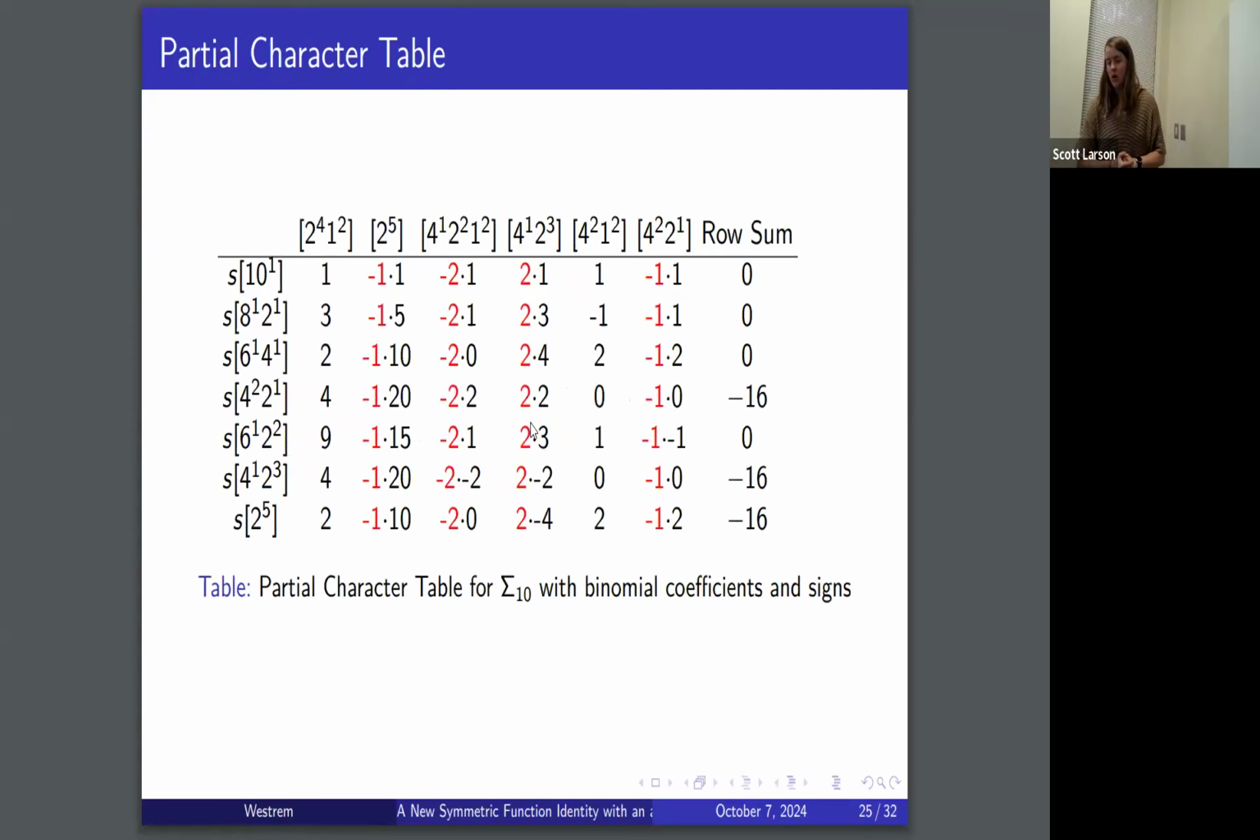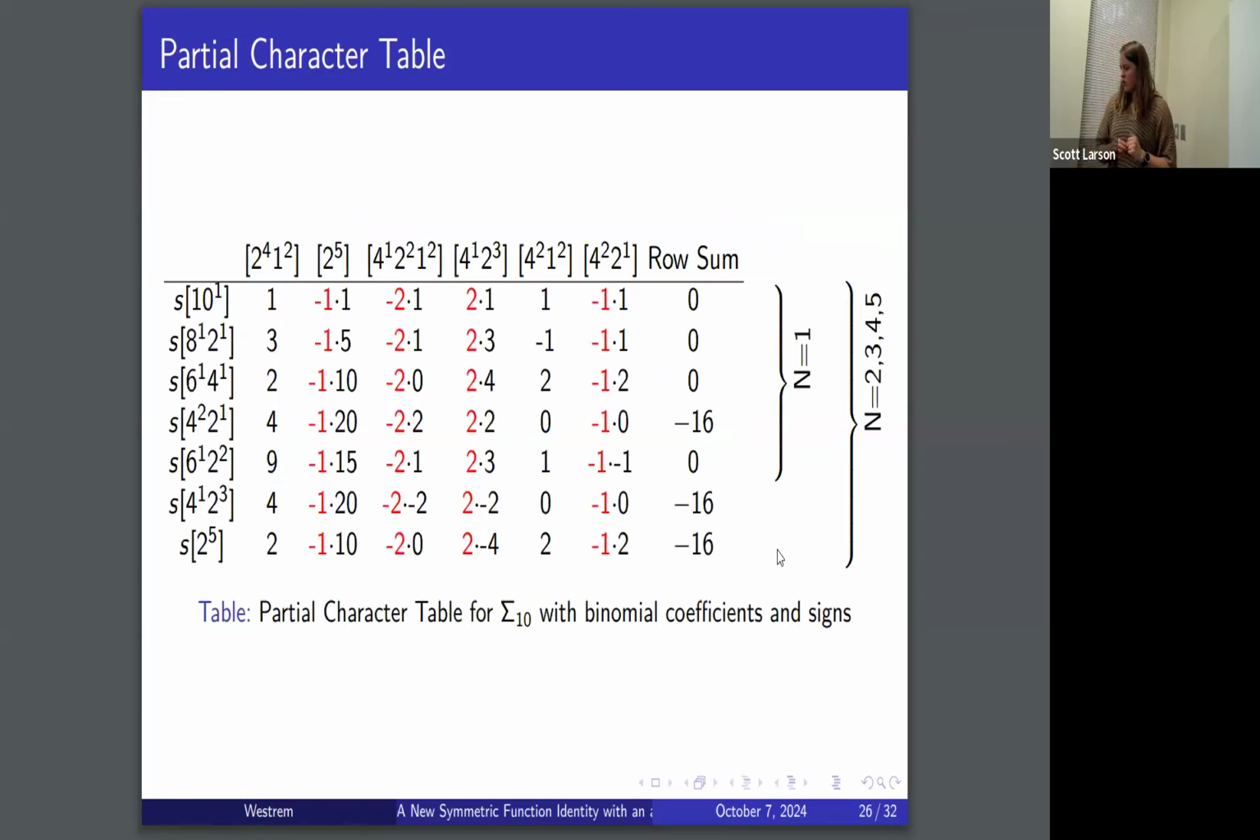There's our signs and also the 2's, since we have those 2 columns repeated. And I also put on there the row sum. So if we sum across those rows, we get zeros and sometimes minus 16. So the binomial coefficients that appear and the signs in our sum.